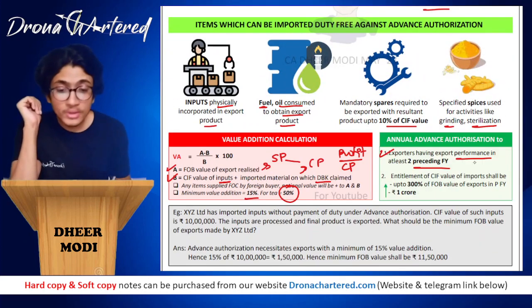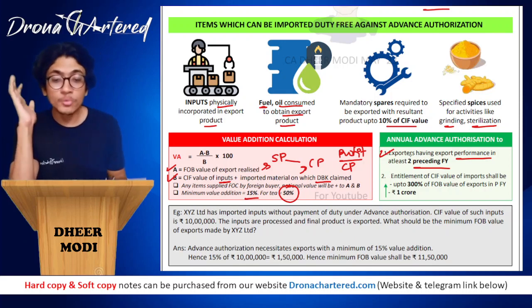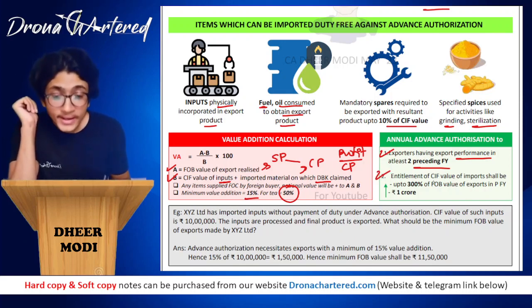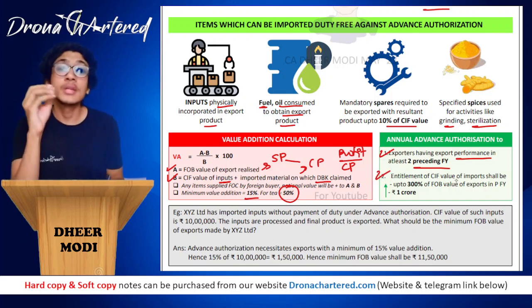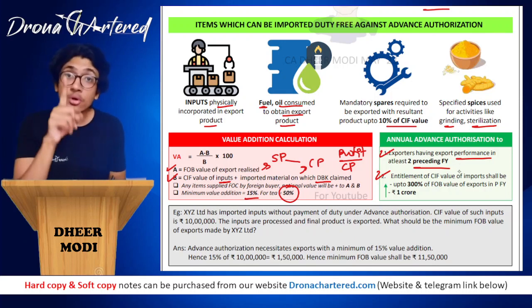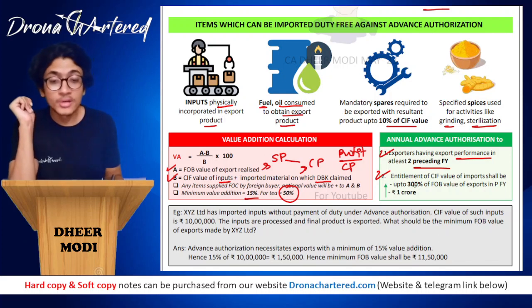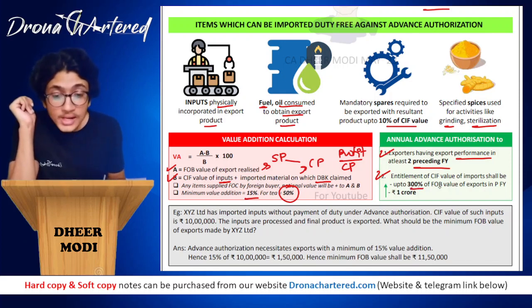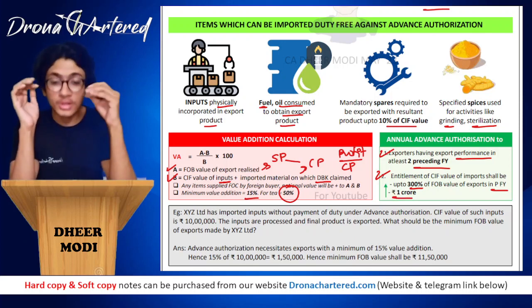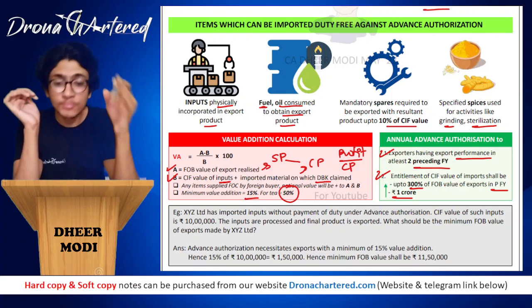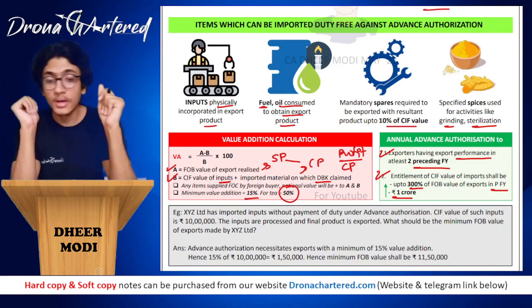So if exporters having export performance in at least 2 preceding financial years, entitlement of CIF value is your FOB plus your insurance plus freight. So entitlement of CIF value of imports shall be up to 300% of FOB value of exports in the previous financial year, or 1 crore, whichever is higher. So 300% of your FOB value of exports or 1 crore, whichever is higher.